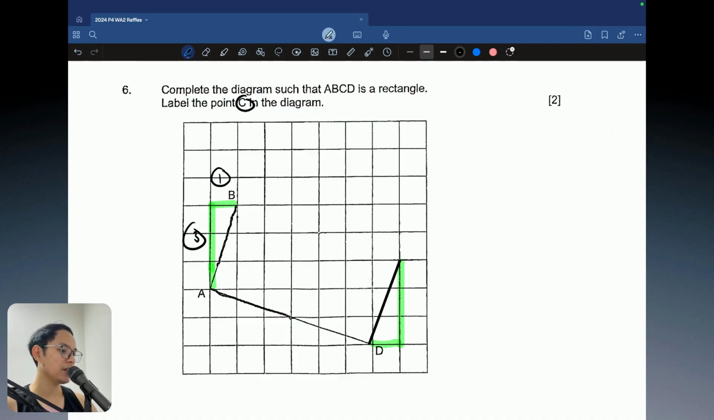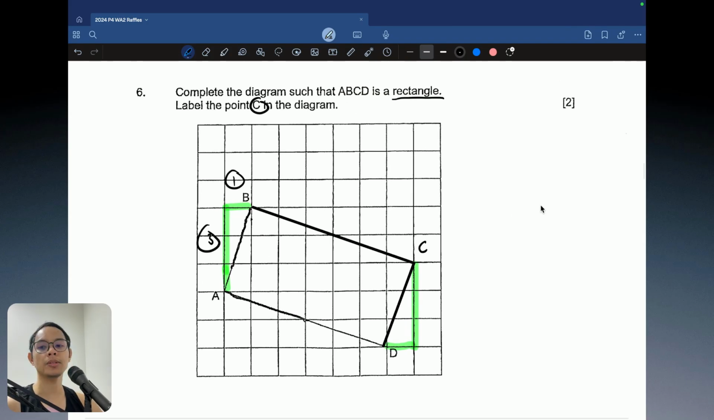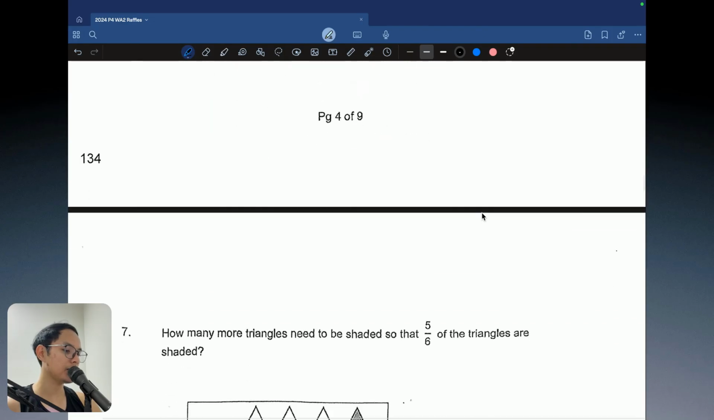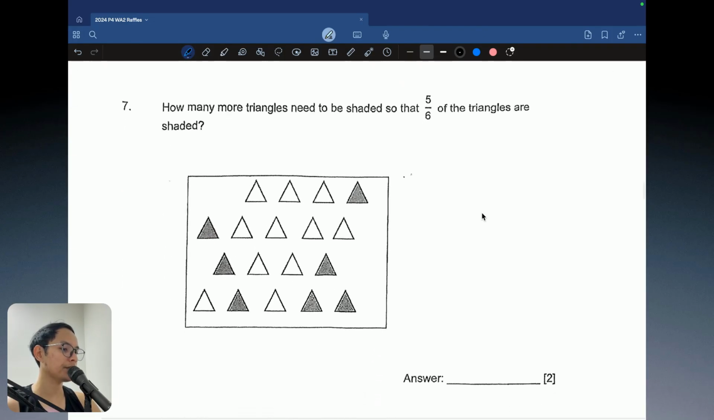Okay. Now we know this is C, and then from point B to point C, we can just draw a straight line. That's what you see over here. And there you go. And that is how you draw a rectangle. All right. So that is how you should do it. Okay. So let's move on to the next question.